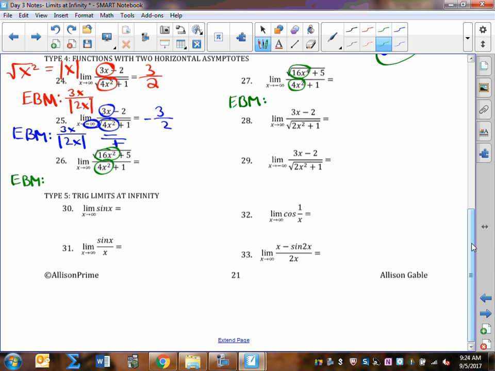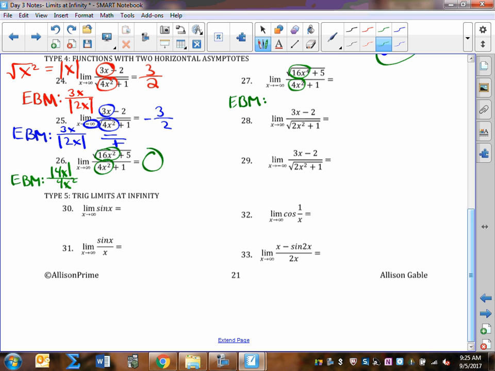Alright, so 26: the square root of 16x squared would be the absolute value of 4x. And down here we have 4x squared. What type of scenario do we have here? Bottom heavy. Okay, so that one is plain old 0. Would it matter if it was positive or negative? It wouldn't matter, because bottom heavy is just 0. Now, when we have that balance, that's where we have an actual coefficient. Positive 0, negative 0, it's still just 0. But a positive number would be different.